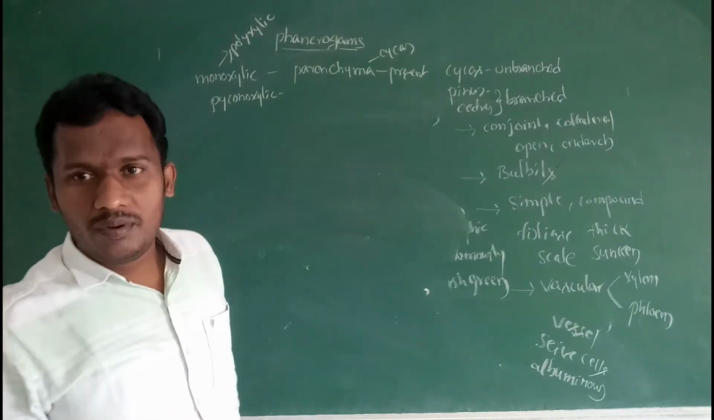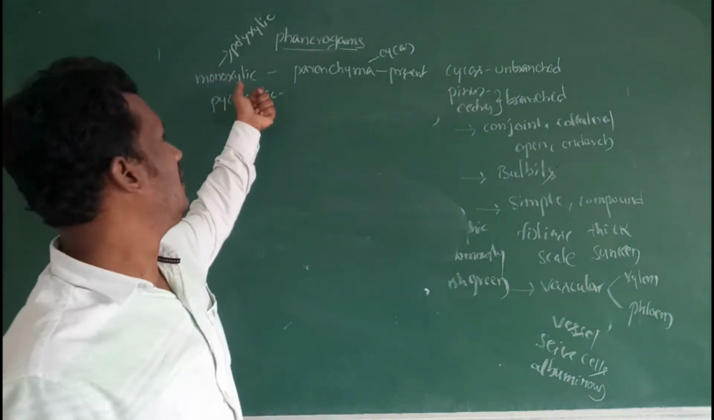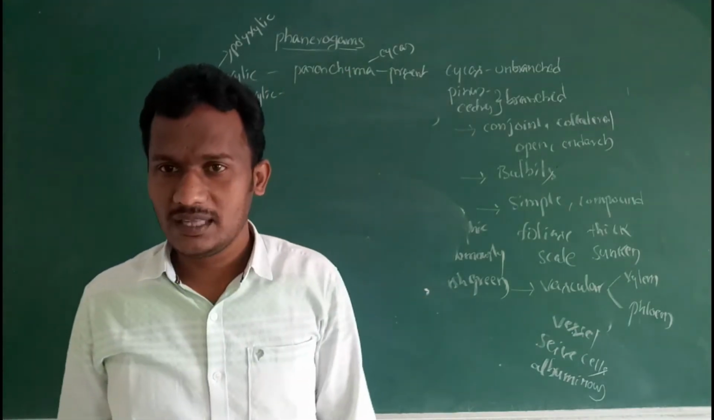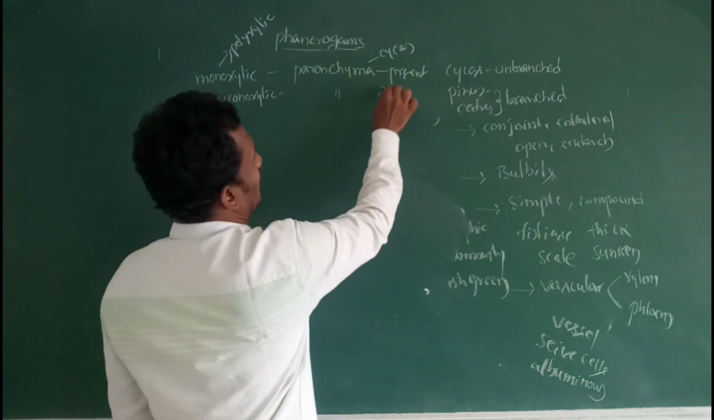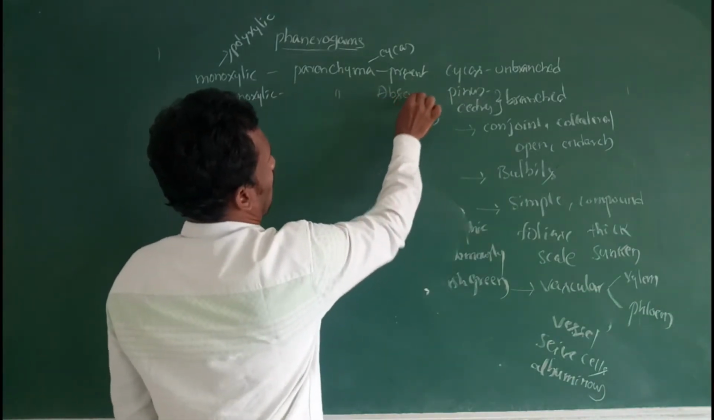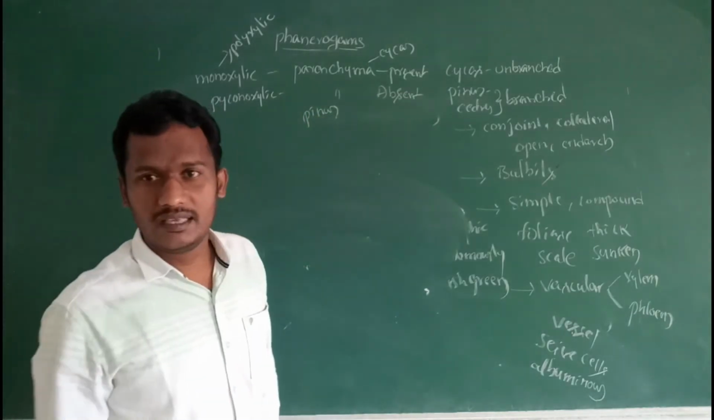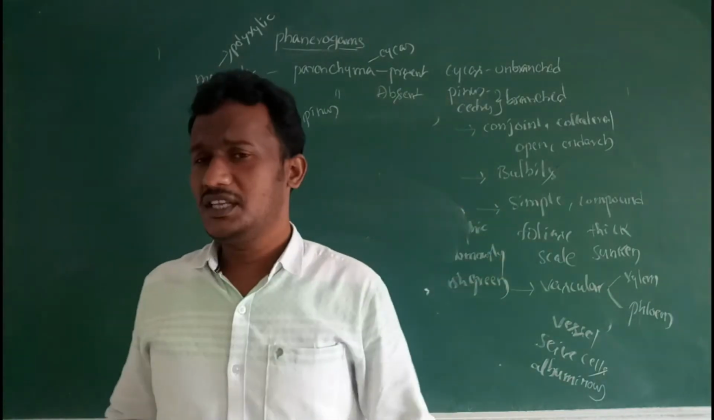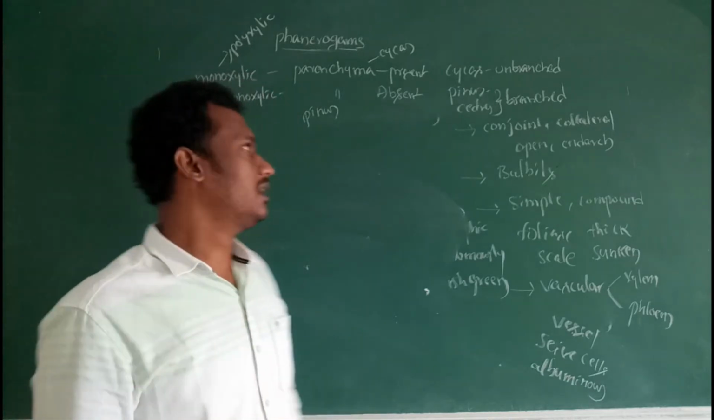It's also known as polyxylic. Polyxylic means a number of xylem bundles are present. Polyxylic or monoxylic wood means parenchyma is present. Pycnoxylic means parenchyma is absent, for example pinus. So generally the gymnosperm plant body is in the sporophyte condition.